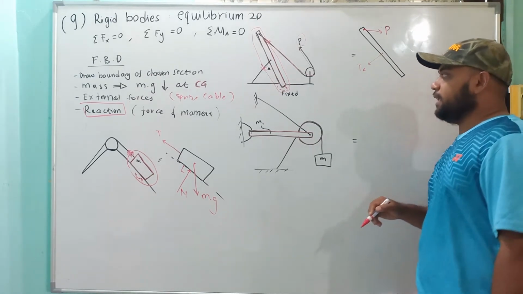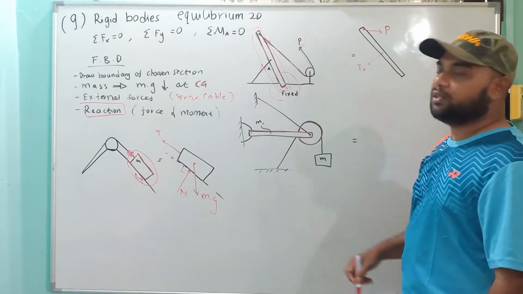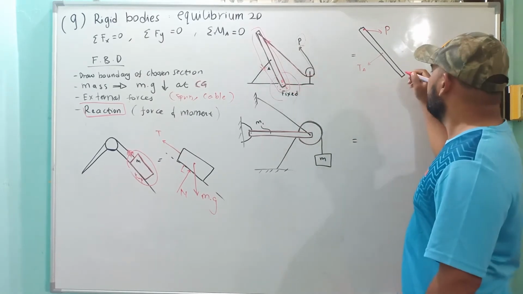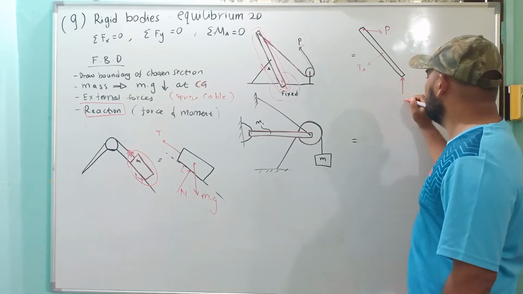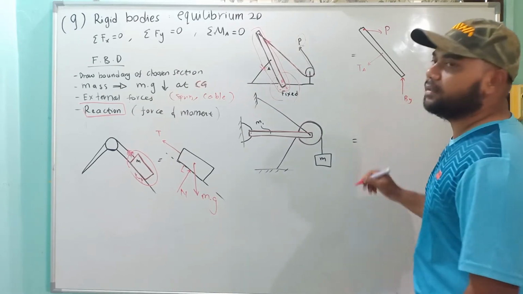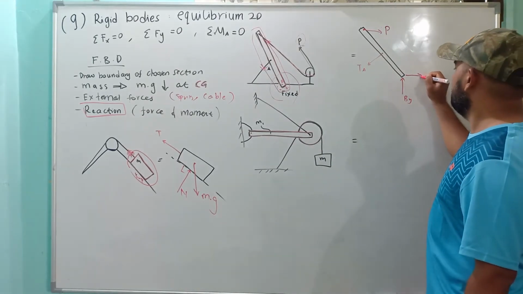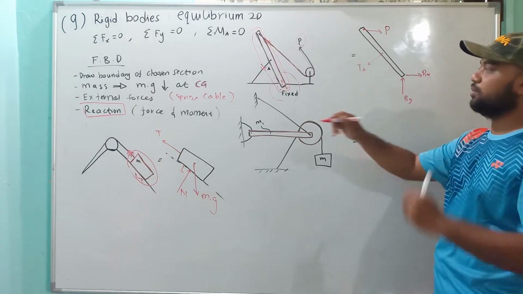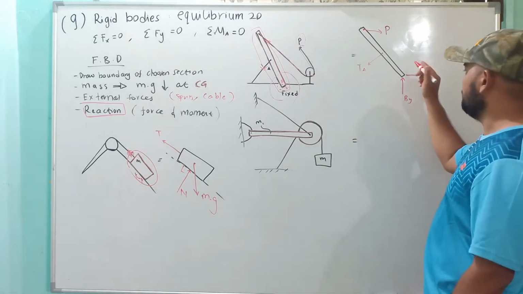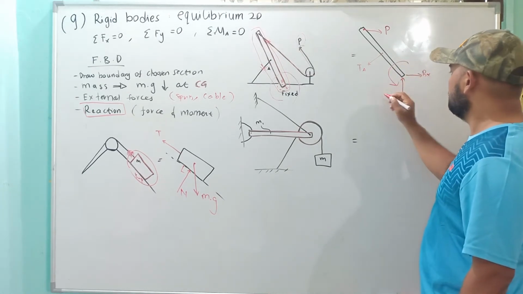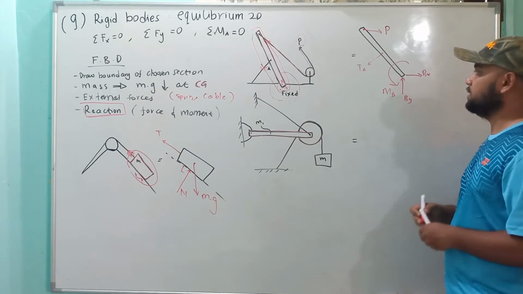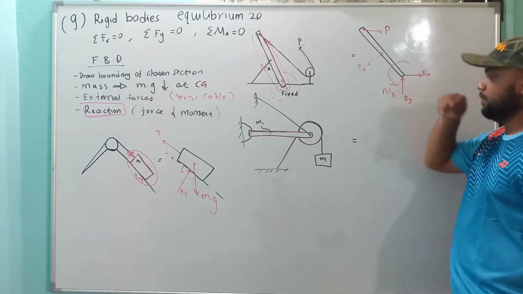And the last part here is the fixed point. Let's call it point B here. For a fixed support, you have BY and BX, since you cannot move in the X and Y directions, and because it is fixed, you cannot turn. So you have one moment at B. Okay, so that's it, the free body diagram for this part.